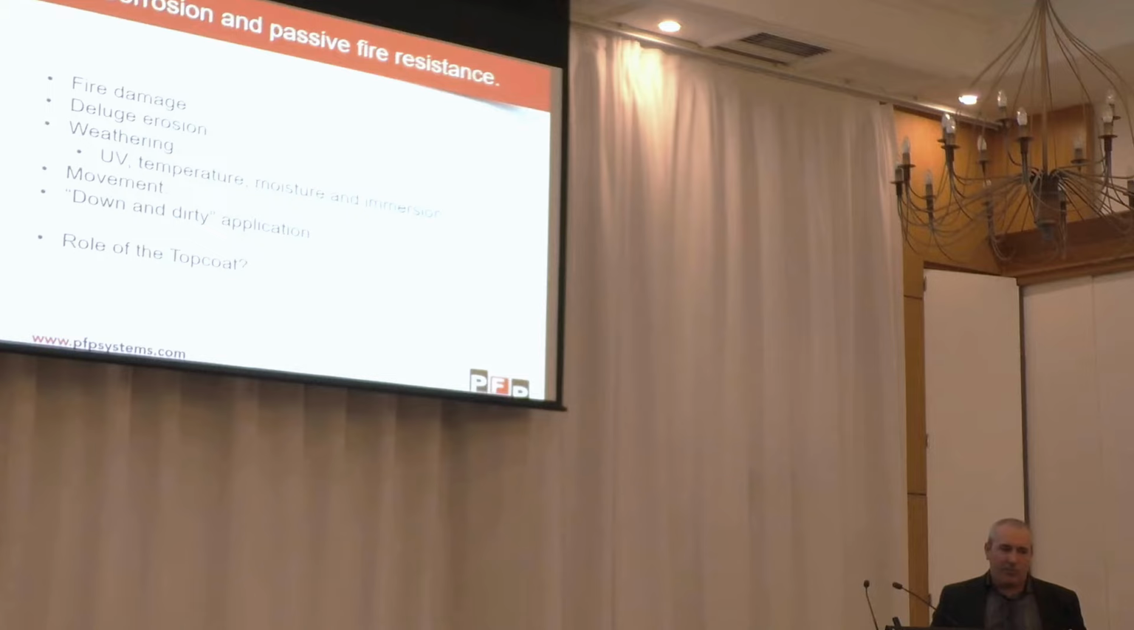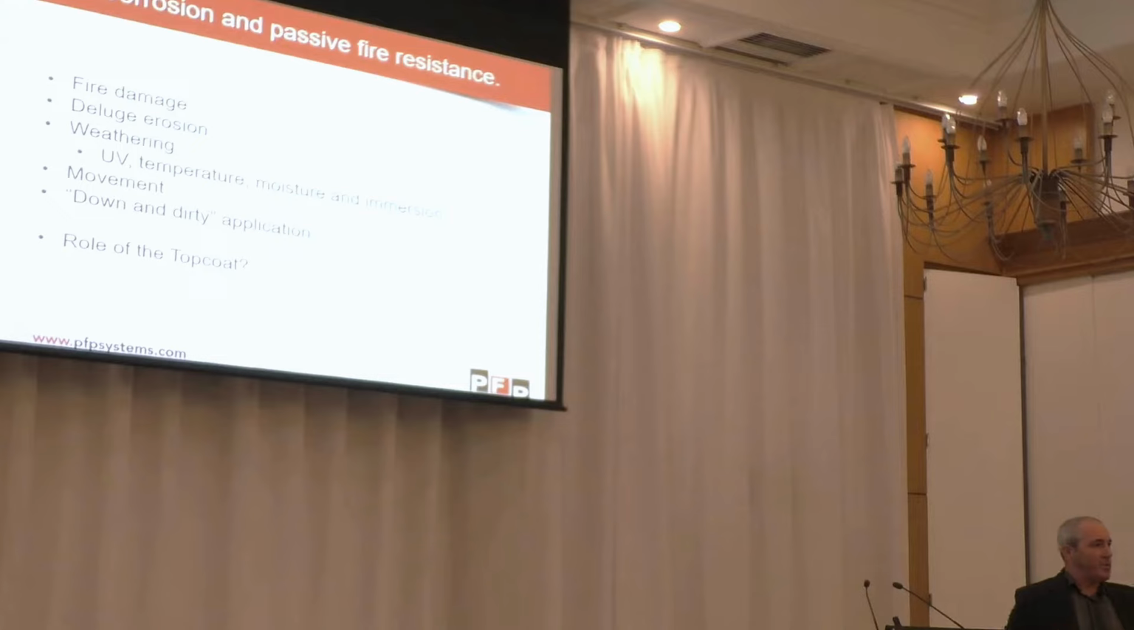But passive fire systems can have an effect on the underlying steel, particularly if you've got fire damage. You don't quite know what you've got underneath, if it was a minor incident, for example. Deluge erosion in bunding areas, etc. Something just to be aware of. Weathering, UV, temperature, moisture, and immersion. The weathering of the cementitious systems is a lot better than intumescence, which generally tend to be used indoors or undercover.